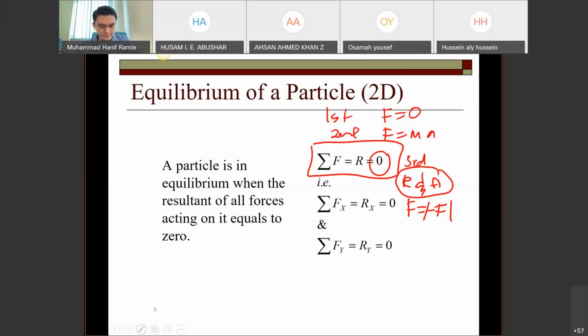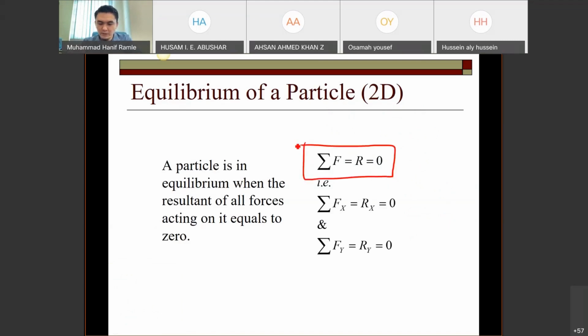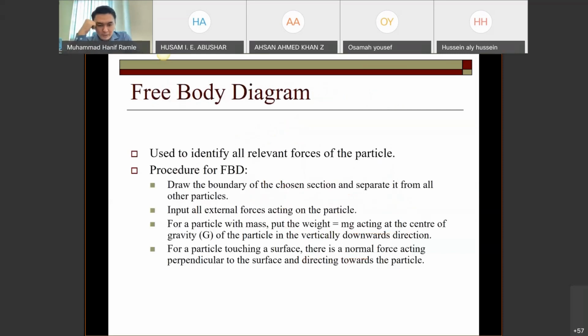Okay, so let me erase this one. So the equilibrium system belongs to Newton's first law. So all resultants must be equal to 0. In this case, we can say forces. Maybe in the future you will learn about moment. If in an equilibrium system, moment should be equal to 0 as well. So, free body diagram, FBD.